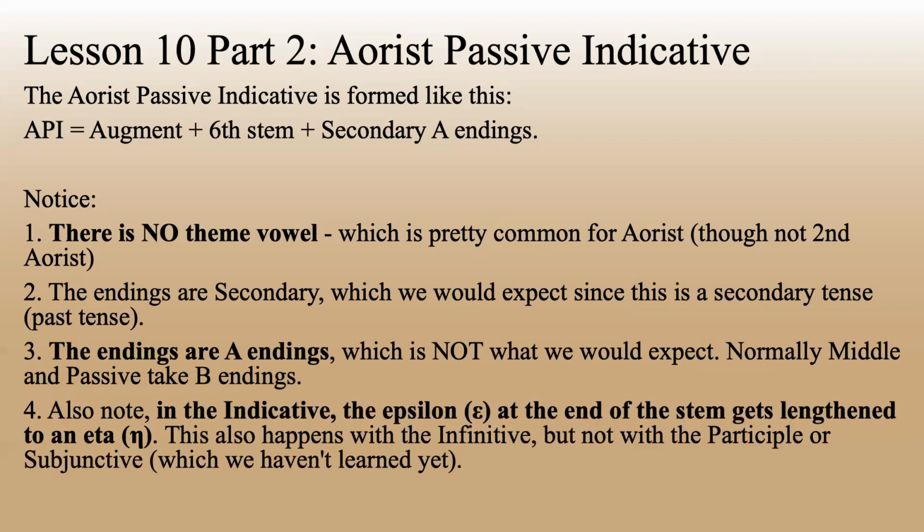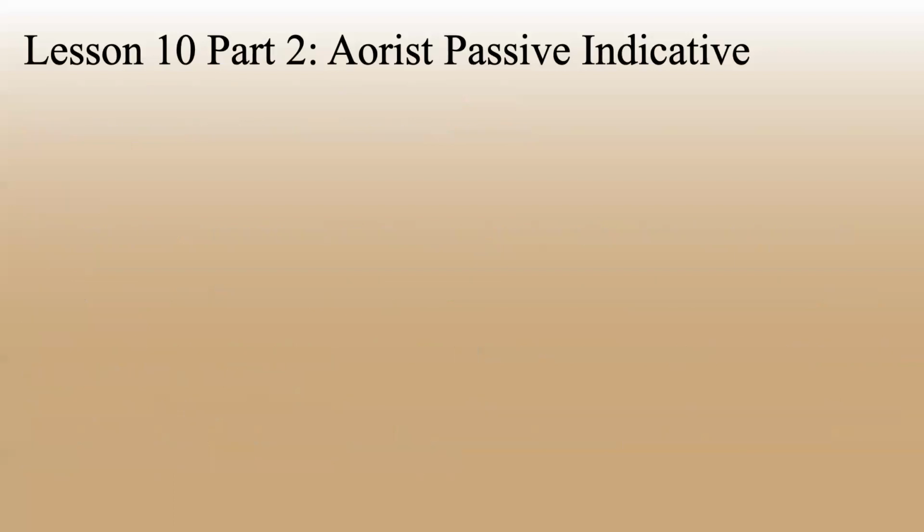Then 4, also note, now this is very important, in the indicative, the epsilon at the end of the stem gets lengthened to an eta. This also happens with the infinitive, but not with the participle or the subjunctive, which we haven't learned yet. So you can't see this from the formula, but looking at the part that says sixth stem in the formula, we're used to seeing a theta epsilon at the end of the stem. When we're actually forming the aorist passive indicative, that epsilon is going to lengthen. It's not a theme vowel. It's just that the epsilon of the stem is lengthening.